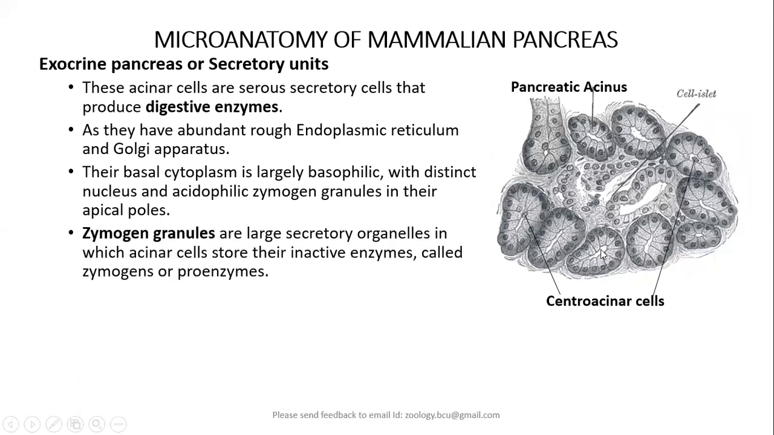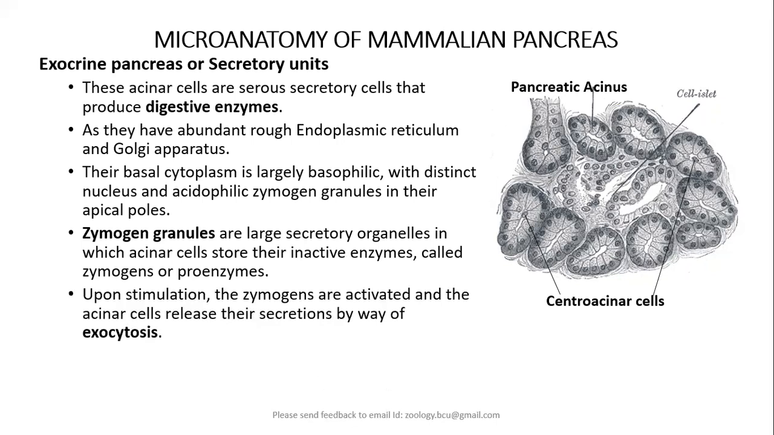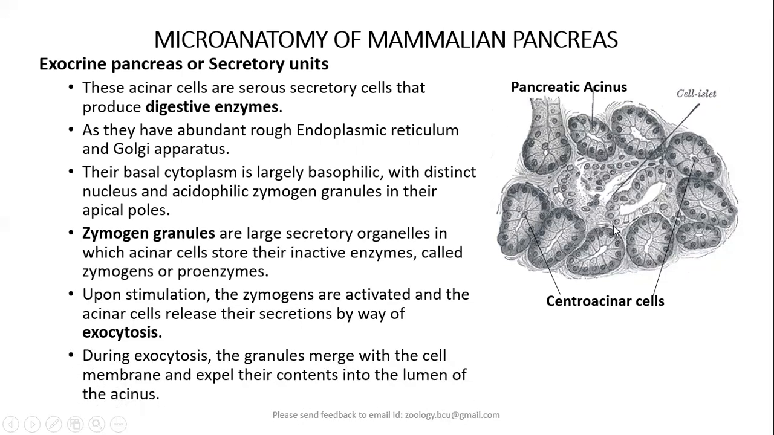These zymogen granules, or large secretory granules, are where the acinar cells store the inactive form of the enzymes called zymogens or proenzymes. These proenzymes get activated once they reach the duodenum. So upon stimulation, whenever the pancreas receives its stimulation, the zymogens are activated and the acinar cells release their secretions by means of exocytosis.